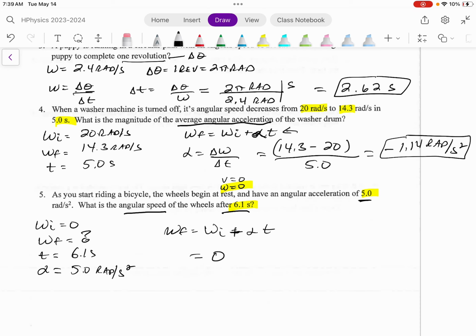The initial angular speed was 0 plus 5 rads per second squared times 6.1 seconds. Rads per second squared times seconds will give me rads per second, and that's exactly what I should get for something that's asking for angular speed: 30.5 rads per second.